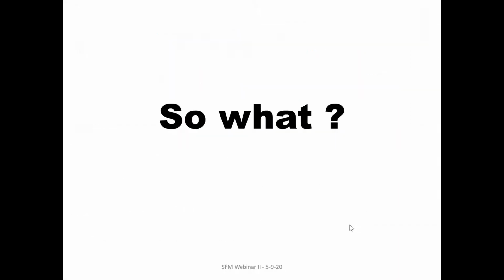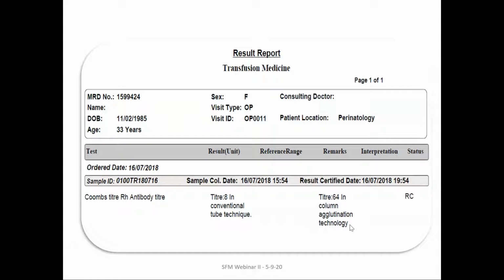Now, why is this a problem? The problem is, if you look at this particular case, this lady was referred to us with a gel titer method showing an ICT titer of 1 in 128. So she was referred for monitoring of the fetus. Now, as is our practice, we repeat the titers by the gel method in our particular lab, and this came out to be 1 in 64, which you would expect is a high titer if you go by the critical titer for the tube method.